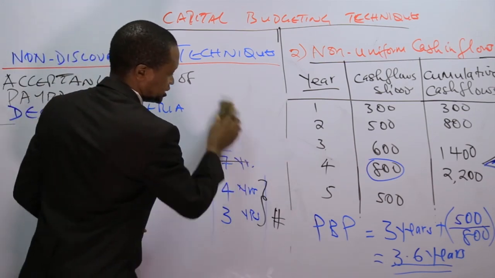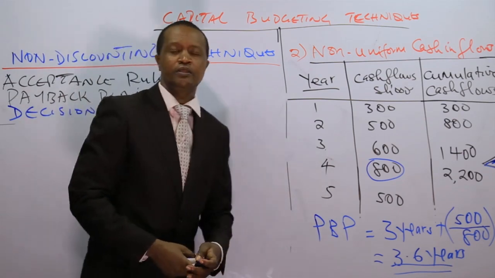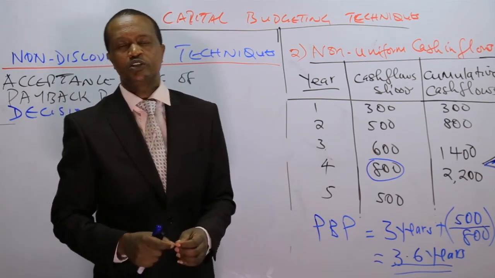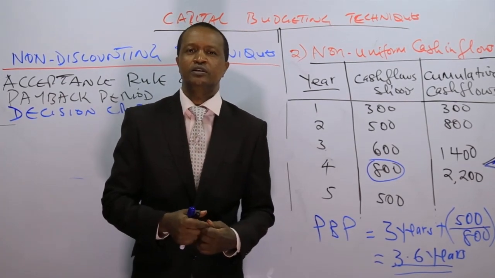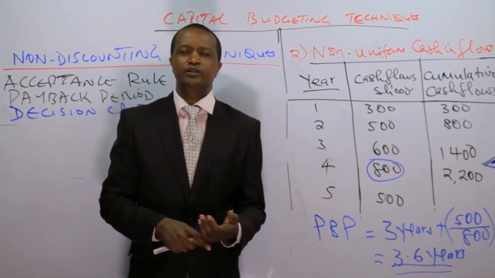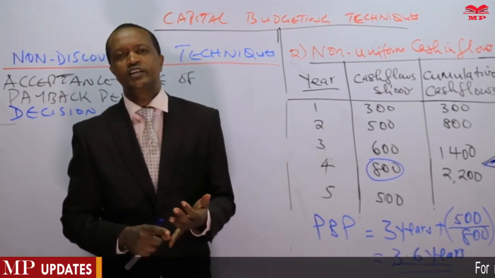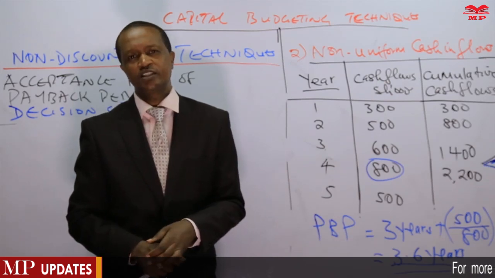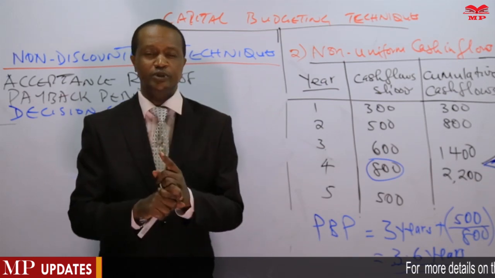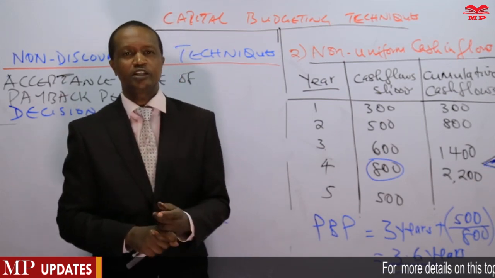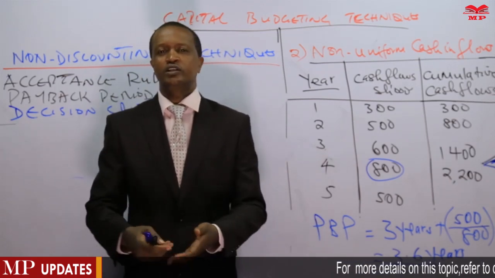So with that, we come to the end of our class today. We will stop there for now, and I'll give you an assignment. The assignment is go and research on the advantages and disadvantages of the payback period. That is your assignment. Make sure you carry out that assignment. Go find out. In fact, you can read from our books.